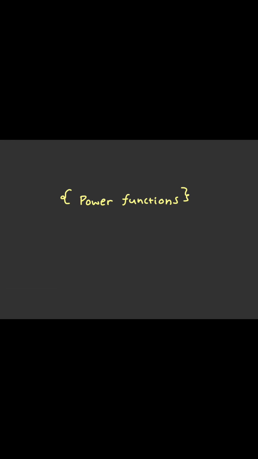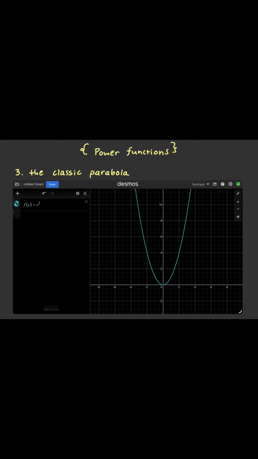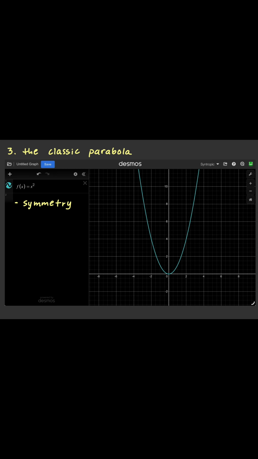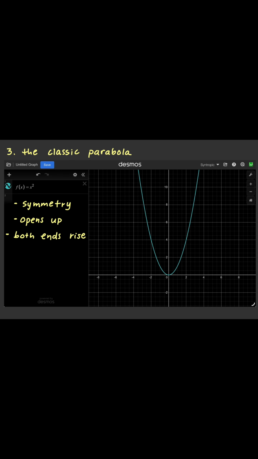Moving on to the power functions. We have x raised to the power of 2, meaning x squared, which is the classic parabola. This graph always opens upwards. It is a symbol for symmetry, and notice that both of the ends rise.